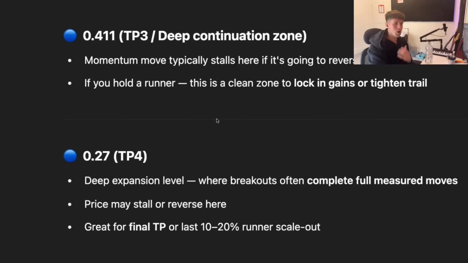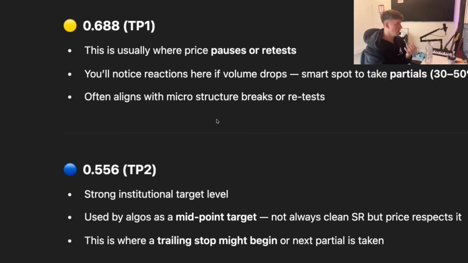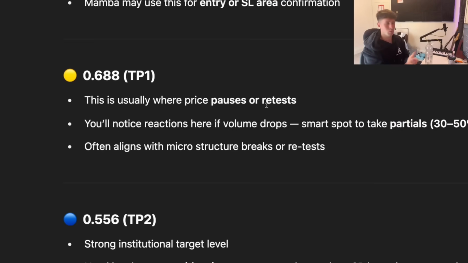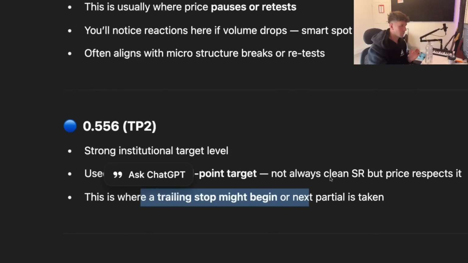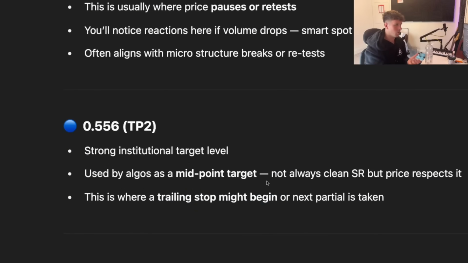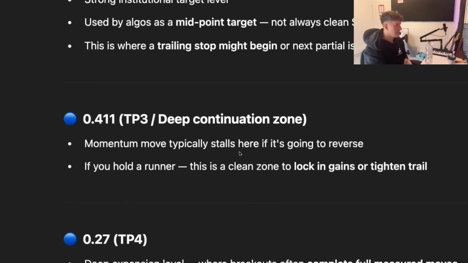Okay, cool. Now knowing this and having an understanding of what each level means, right? TP1's the retest area. Might want to put stops to break even because of this area. This is where we want to maybe start taking partials because price respects it. It's a very strong point where price respects it and used by algos for midpoint targets. Target 3, deep continuation area, price typically stalls here.